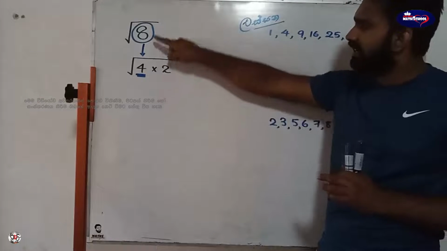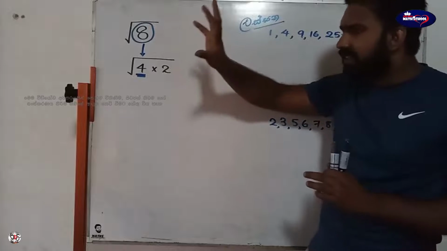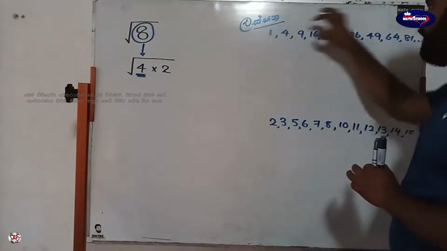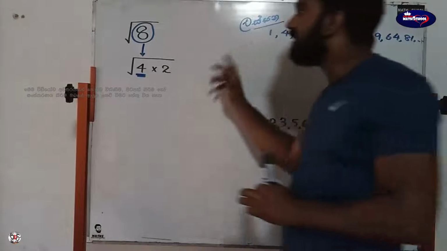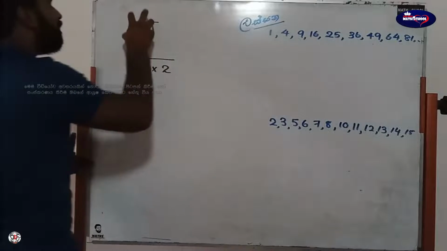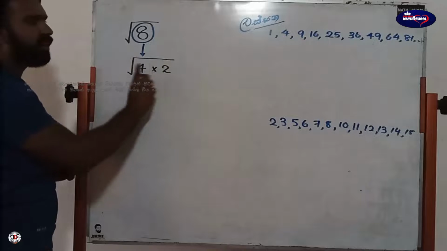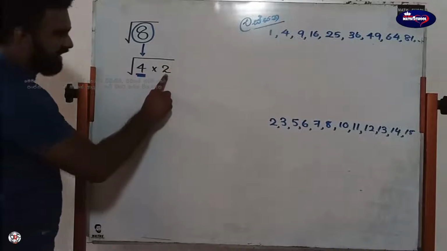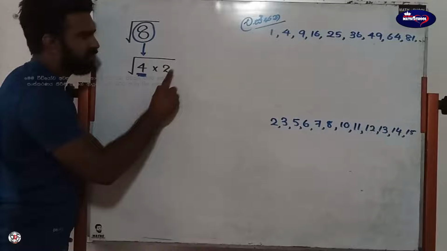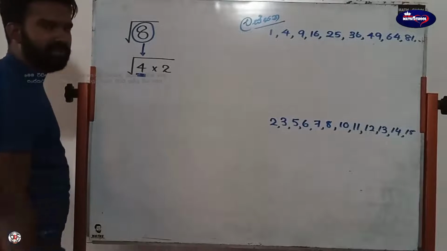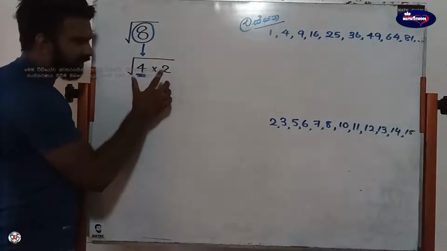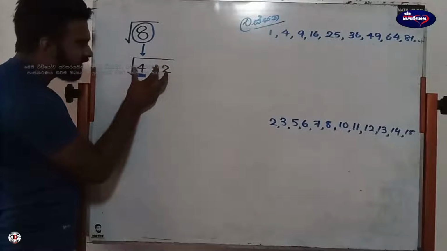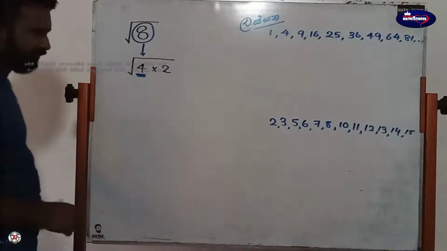If you take this 8, it is not very nice. It is not a perfect square. But we can write down this number 8 as a product of two numbers. 2 is very ugly, and 4 is very nice. So this 8 can be converted into something that has both the nice one and the ugly one.